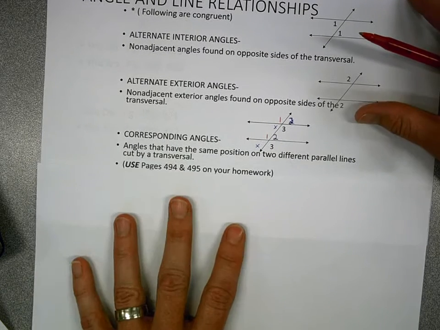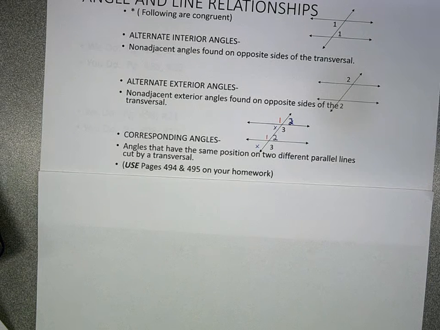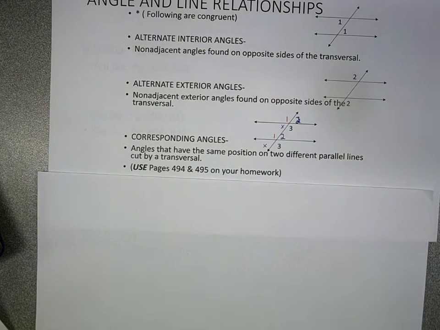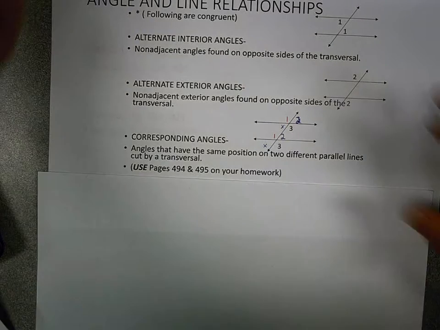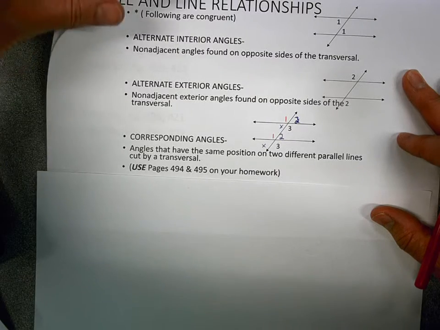Okay, so here's what I'd like you guys to do. Go ahead and take a look at page 494 in your book. You can see what I was talking about earlier. It's a diagram with all of what we just talked about. There are tables, there are diagrams, there's a lot of stuff on there that will help you out. 494 and 495. All right, so here we go. Let's take a look at some of these problems.